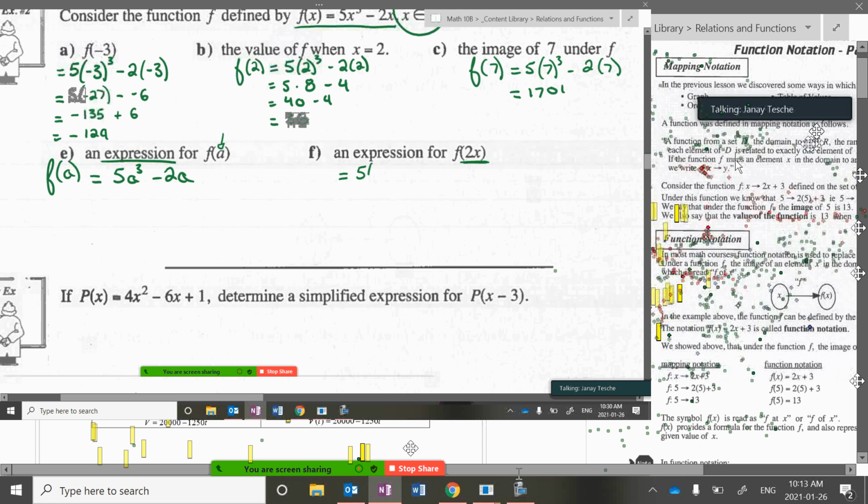So this one's going to become 5 times 2x cubed minus 2 times 2x. If you can simplify it, you should. So 2x cubed is going to become 8x cubed. 2 times 2 gives us 4x, and now I can multiply my coefficients here to get 40x cubed minus 4x. So if you can simplify, you should.